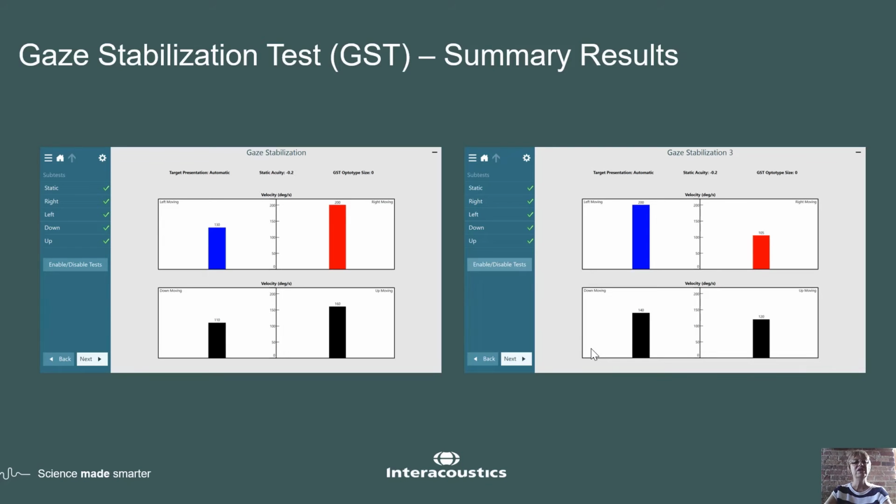It's similar for the GST test. In the GST test, the optotype is always staying the same, but I'll move the patient's head gradually faster and faster and faster till I can find the speed where he can no longer see the target clearly.